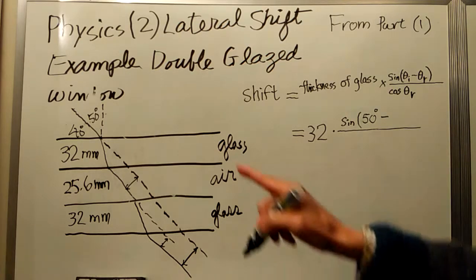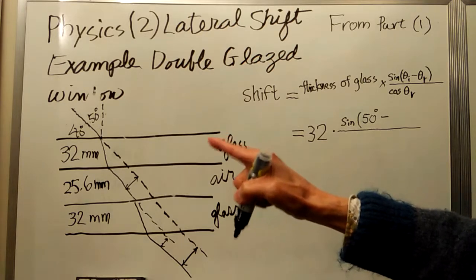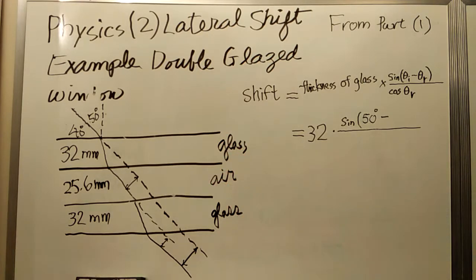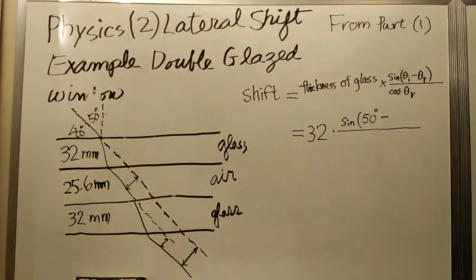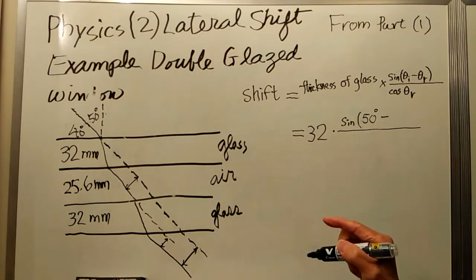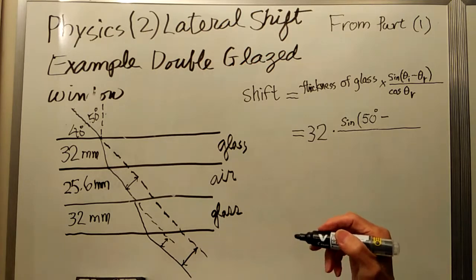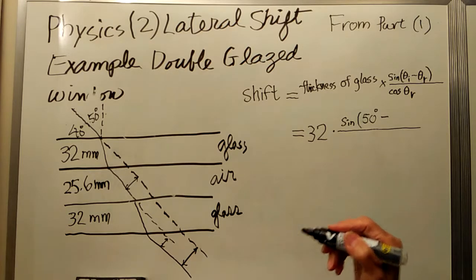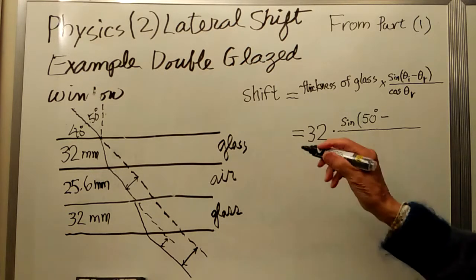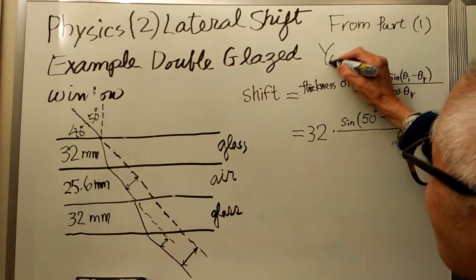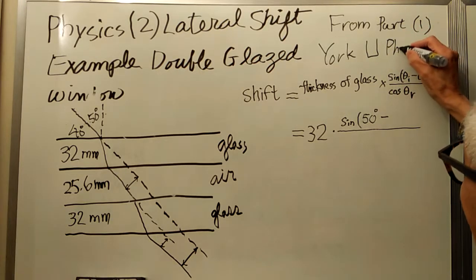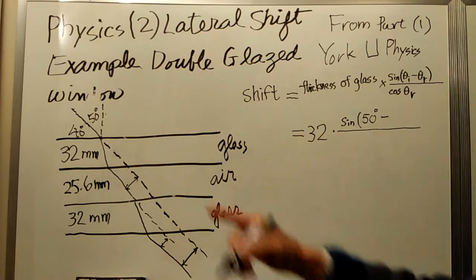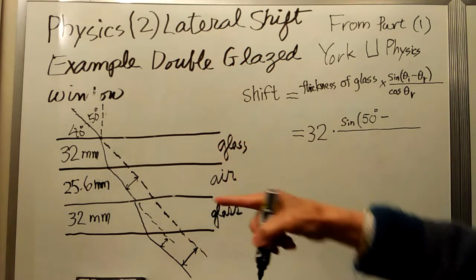Actually, whether the angle of incidence is 50 or 40, you just do the calculation. It doesn't matter very much. But why do I switch to the 40 and 50 there? It's because this question is from a York University physics assignment. So I stick to the numbers given in that question.